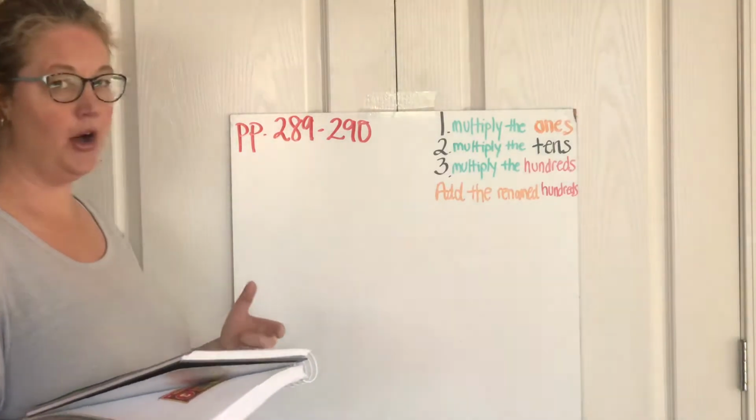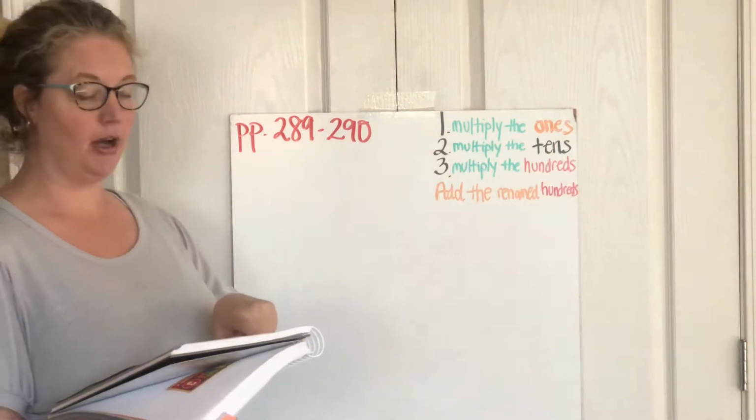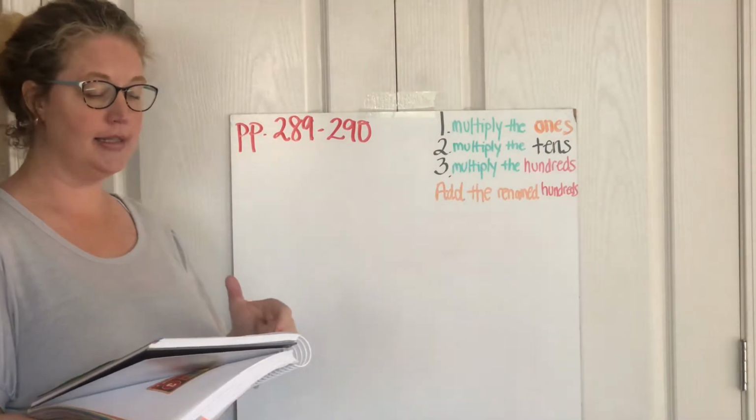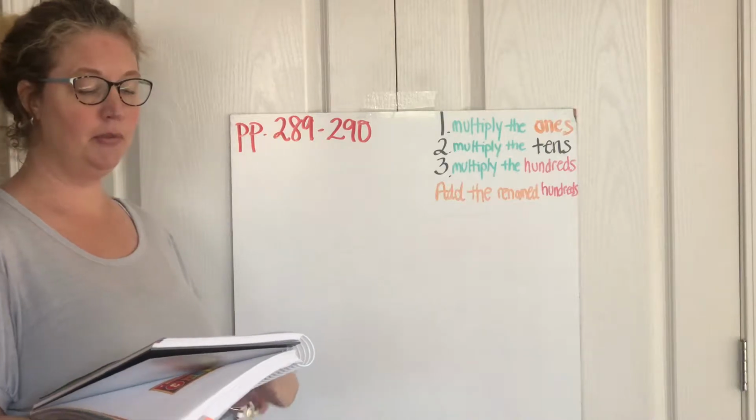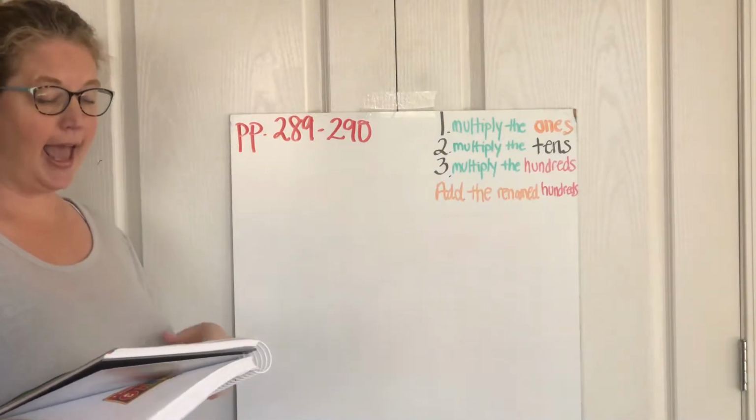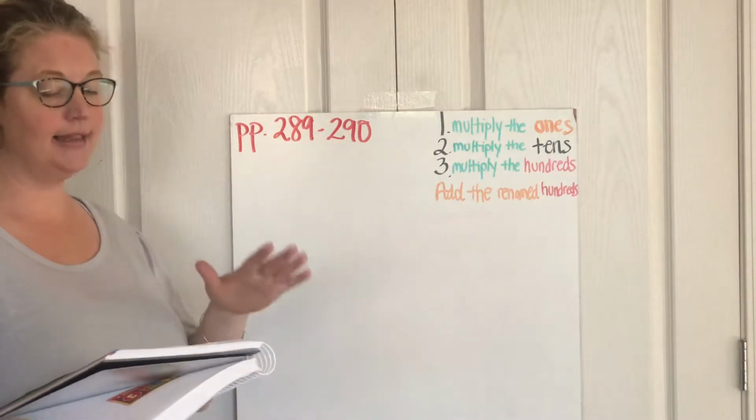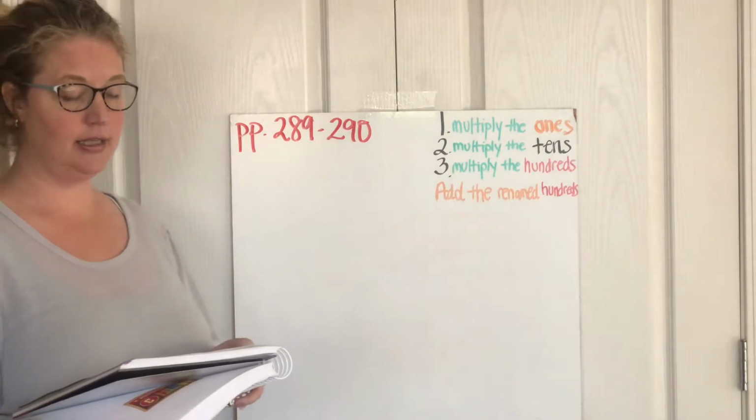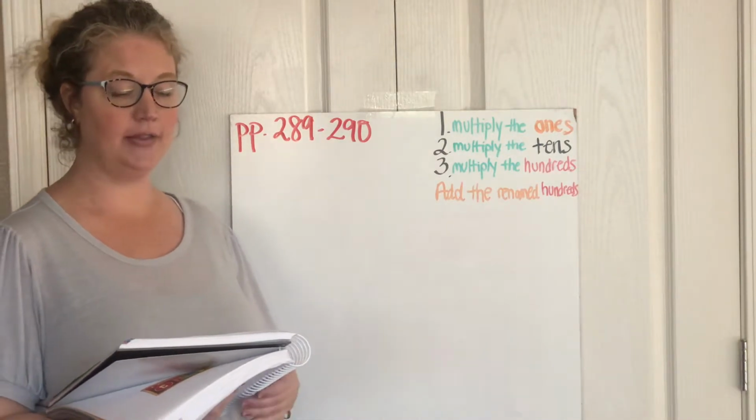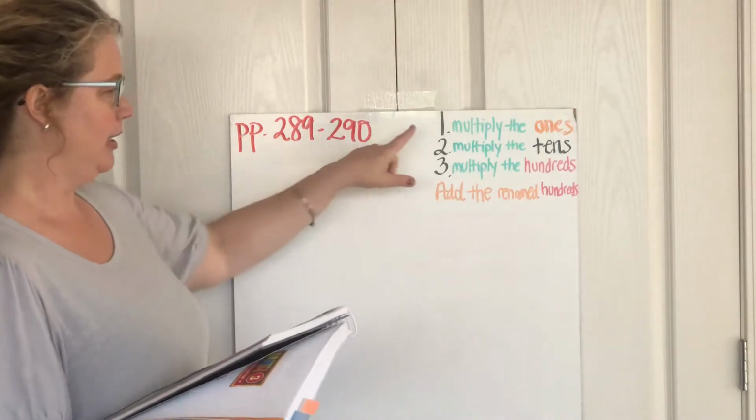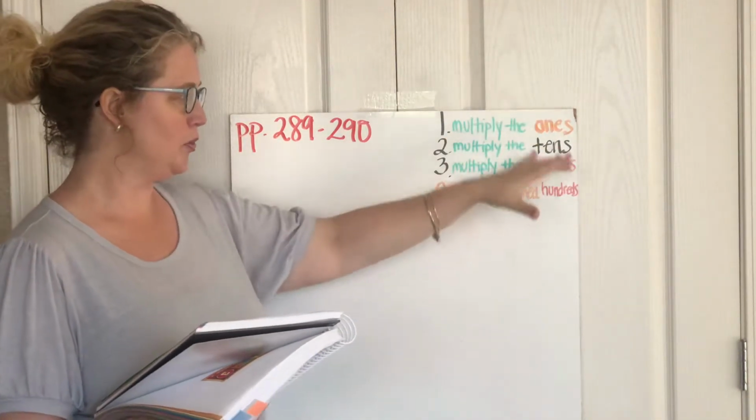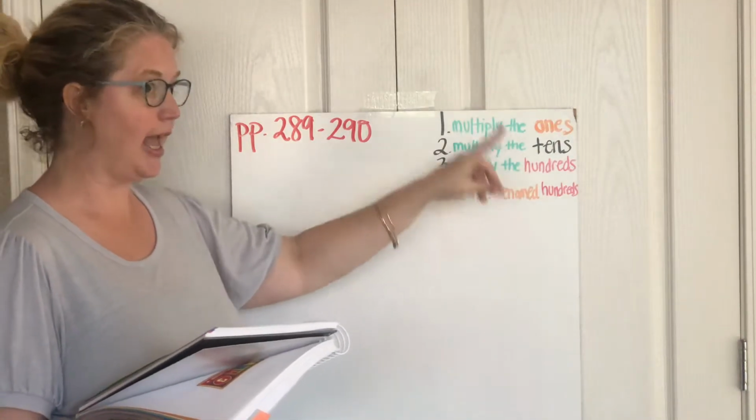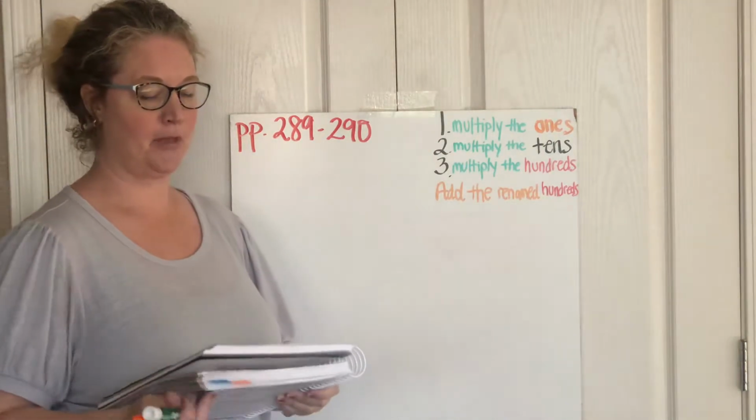The steps are, and you'll see this in your green teaching box: multiply the ones, rename if needed. The next step, number 2, multiply the tens. Add the renamed tens and then rename if needed. Step number 3, multiply the hundreds, add the renamed hundreds. I wrote a shortcut to that right here. Ones, tens, hundreds is really what we need to remember, and then to add the renamed tens, okay?